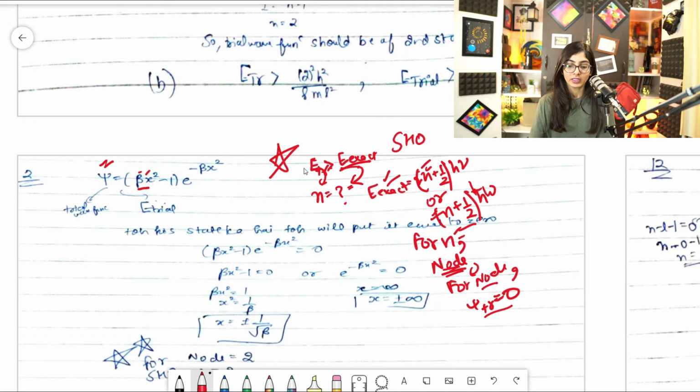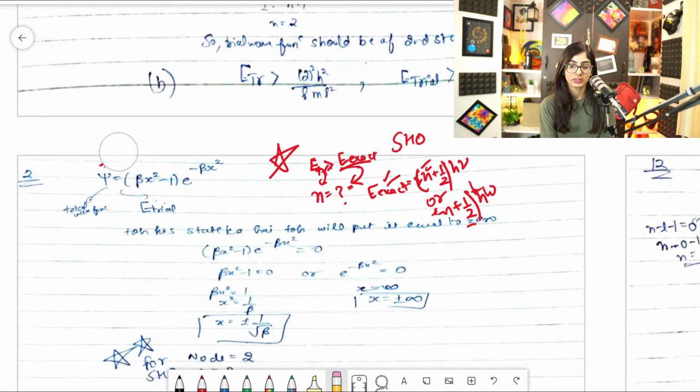Okay, now I'll just rub it up first and then discuss further. What is the trial wave function over here? It is beta x square minus 1 e raised to power minus beta x square, and it is equal to 0. I have put it equal to 0. So what I'll do now is take this factor and this factor separately.